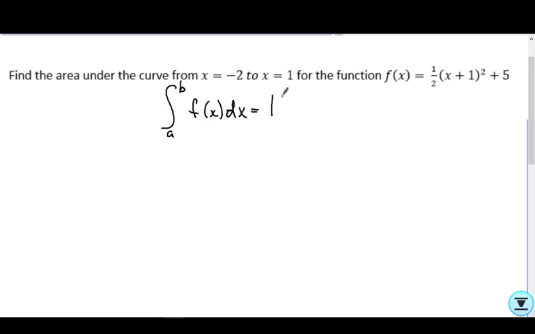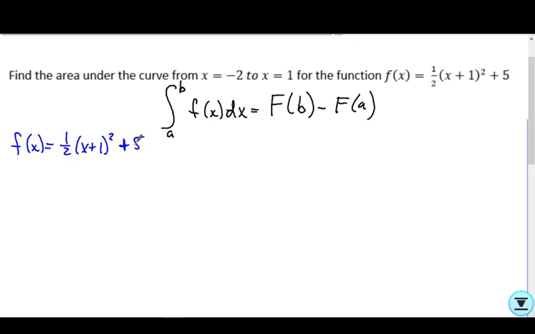We evaluate it by using the antiderivative at b minus the antiderivative at a. So what I'm going to do here is I'm kind of going to chunk it out. So f of x equals 1/2 (x plus 1) squared plus 5. Now, I need to take the antiderivative of that.